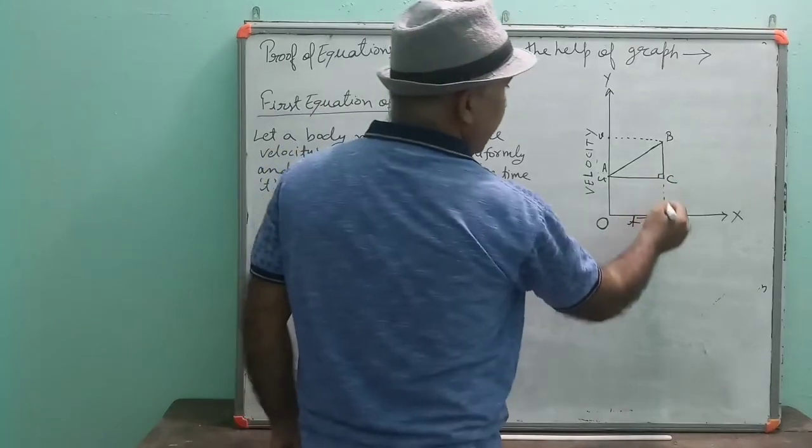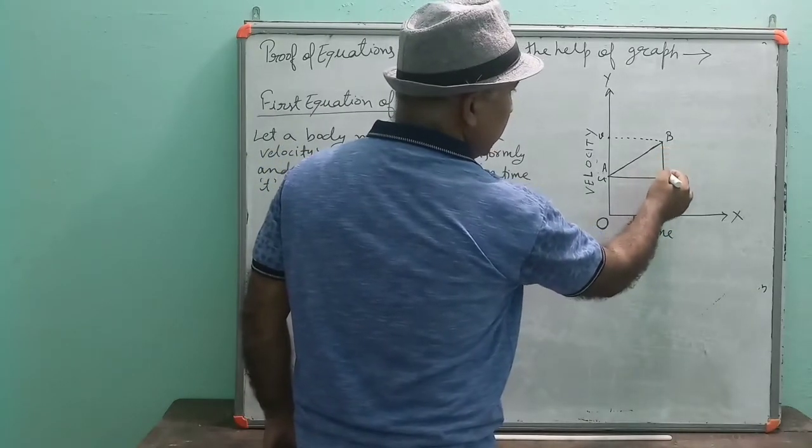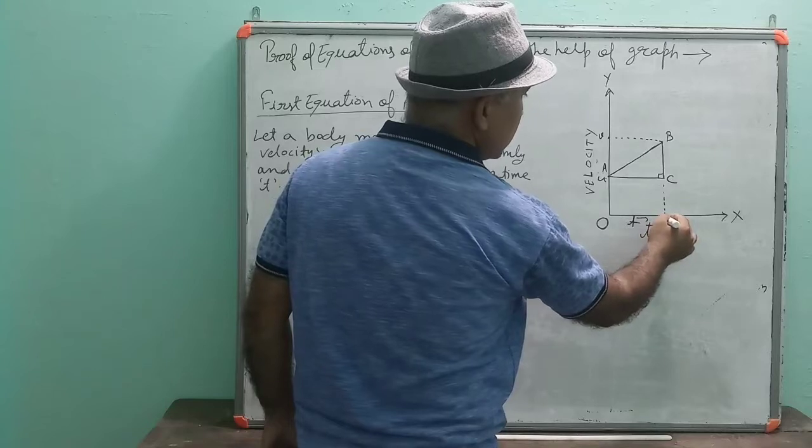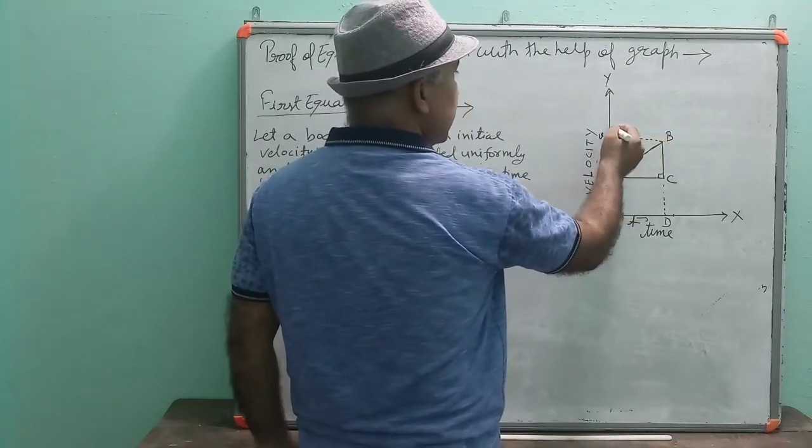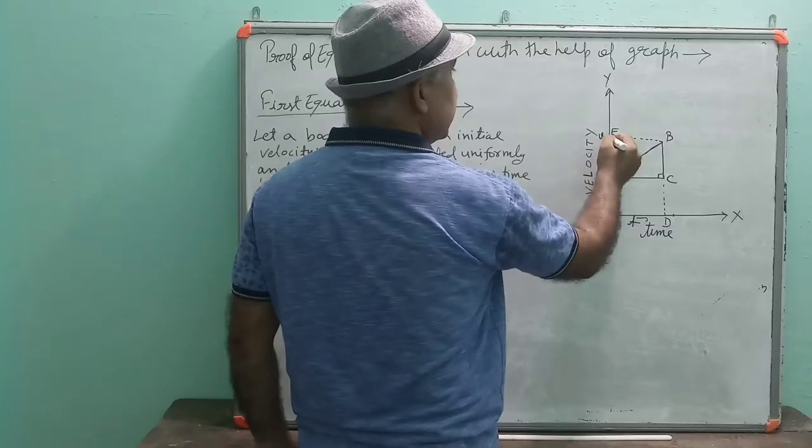Okay, now draw the perpendicular from B to the x-axis, suppose it is joining at D. From B to the y-axis, suppose it is joining at E. Okay, this point is E.